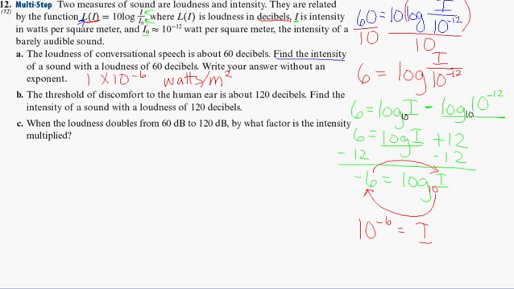So it says the threshold of discomfort to the human ear is about 120 decibels, which matches exactly with what we talked about in physical science. You can actually have pain if the sound is too loud. Okay, so we have 120 goes here. We're just recopying the equation. 10 times the log. Again, it says find the intensity. So we're trying to find the intensity.